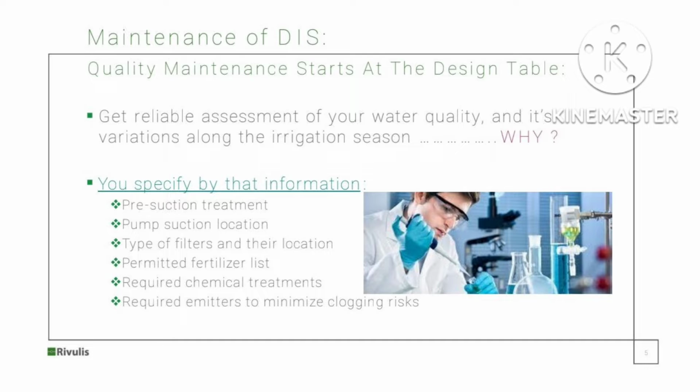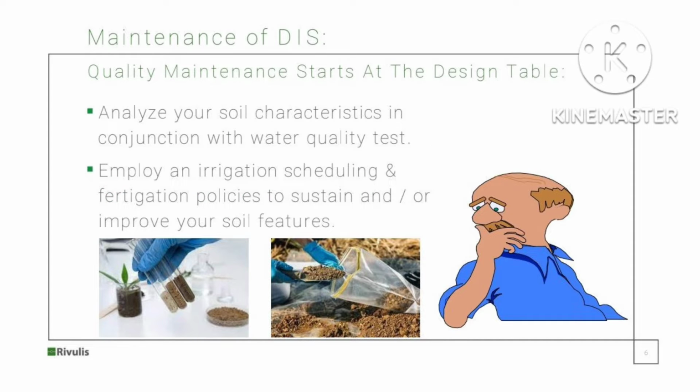Get a reliable assessment of your water quality, along with variation along the irrigation season. From that information you specify: pre-suction treatment, pump suction location, type of filters, their location, permitted fertilizer list, and required chemical treatments. Quality maintenance starts at the design table. Analyze your soil characteristics in conjunction with the water quality test. Employ irrigation scheduling and fertigation policies to sustain and improve your soil features.